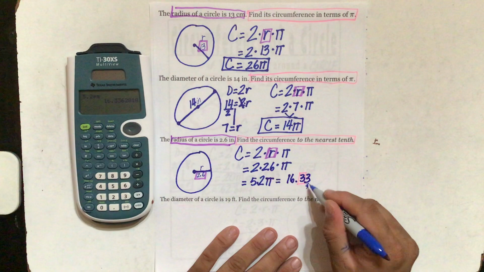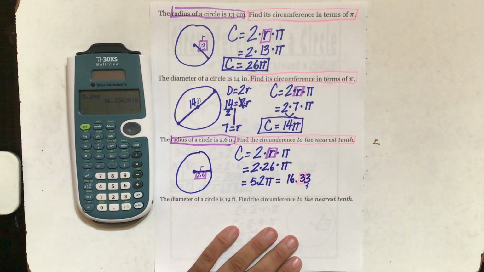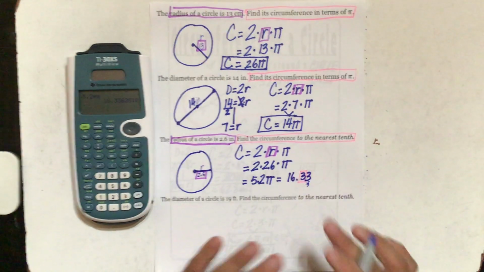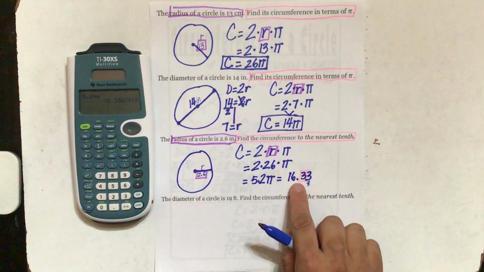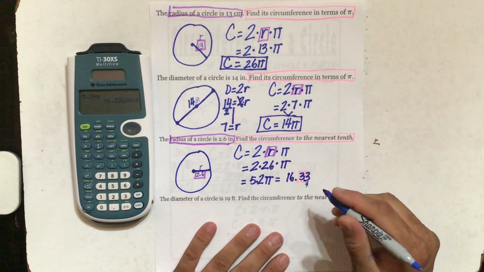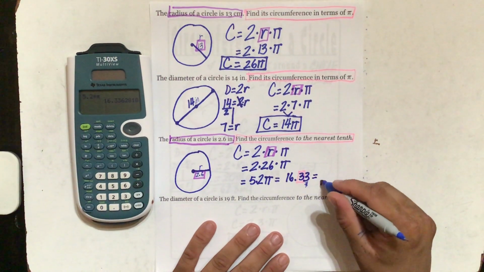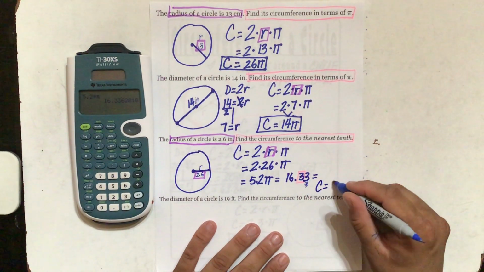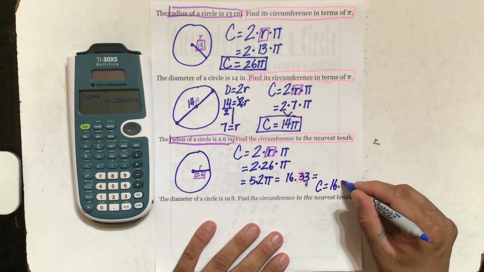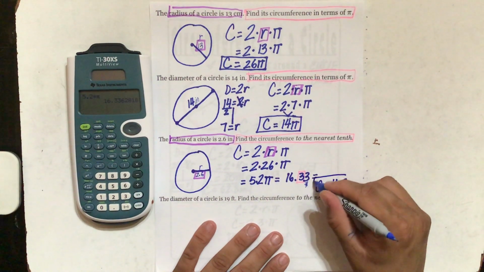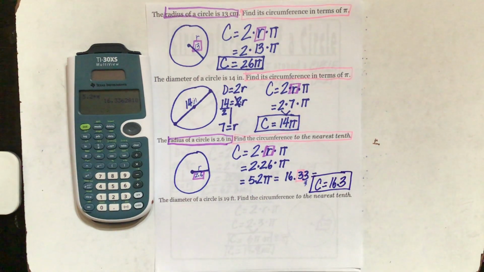This 3 is going to tell this 3 what to do. And since it's less than 5, it's going to tell this 3 to stay a 3. So that means that the final solution is going to be C is equal to 16.3.